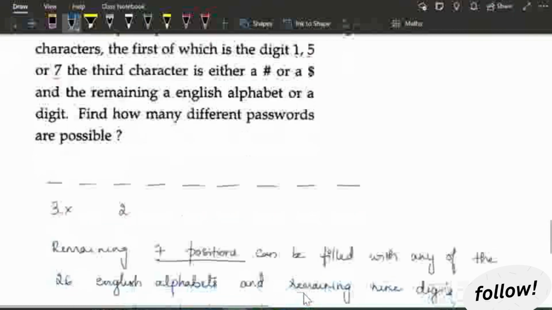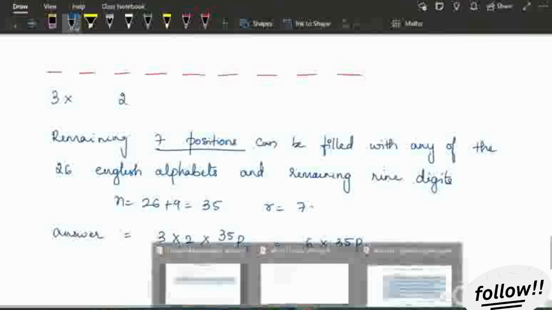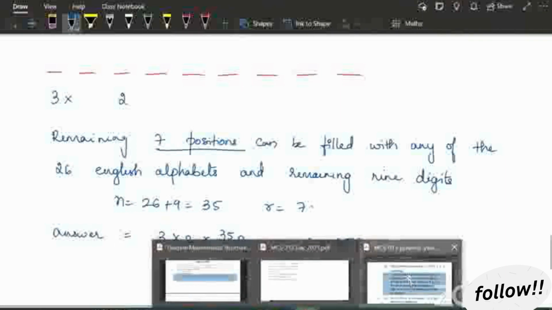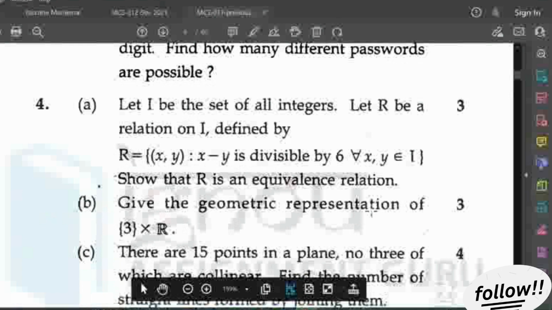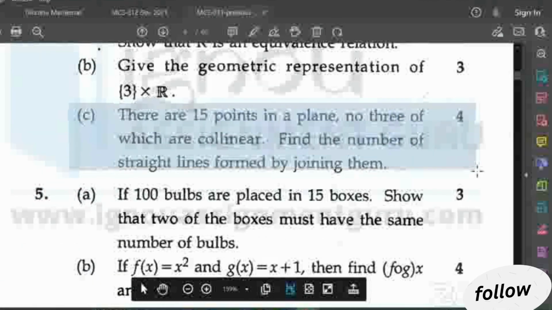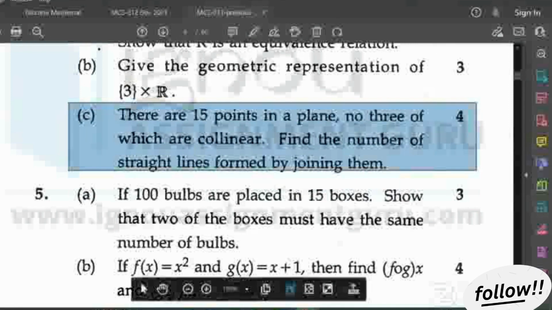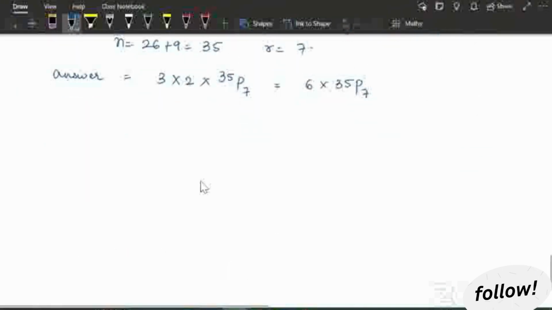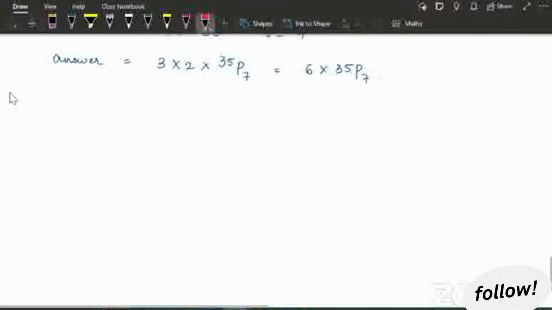This is a 4-mark question asked in December 2011 and it is under permutation. Okay, so the next category of questions is about joining points. Before learning that, I'll tell you the concept behind it so that you will be able to solve any question on these points. So, joining points on a plane.